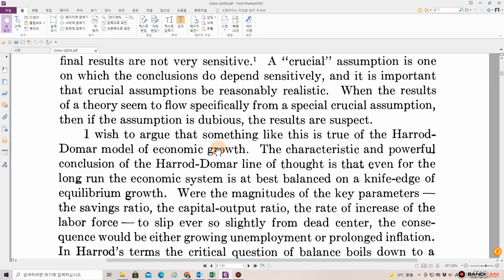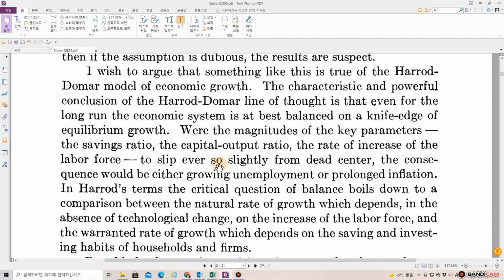When the results of a theory seem to flow specifically from a special crucial assumption, then if the assumption is dubious, the results are suspect. I wish to argue that something like this is true of the Harrod-Domar model of economic growth. The characteristic and powerful conclusion of the Harrod-Domar line of thought is that even for the long run, the economic system is at best balanced on a knife edge of equilibrium growth.